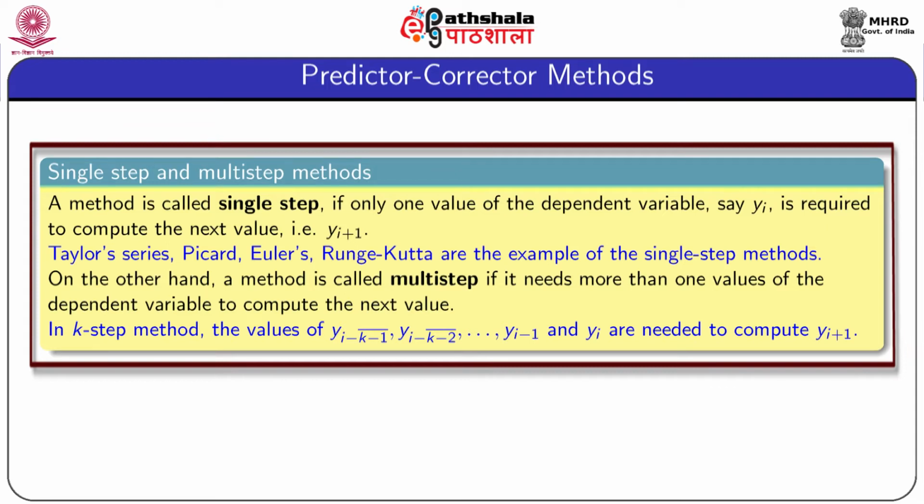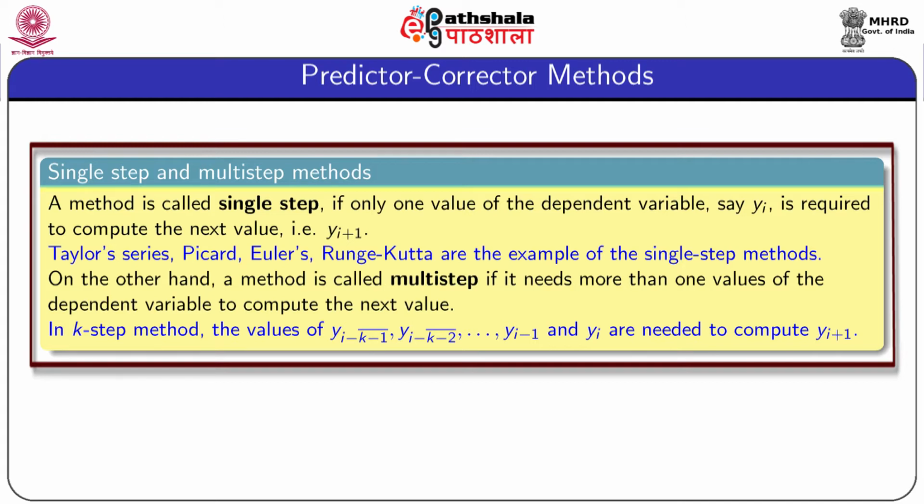A method is called single step if only one value of the dependent variable, say yi, is required to compute the next value, that is yi plus 1. The Taylor series method, Picard method, Euler's method, Runge-Kutta method are examples of single step methods.